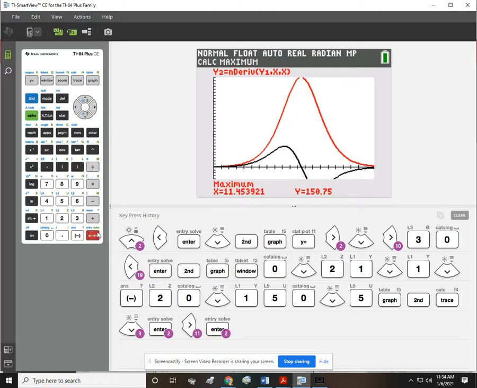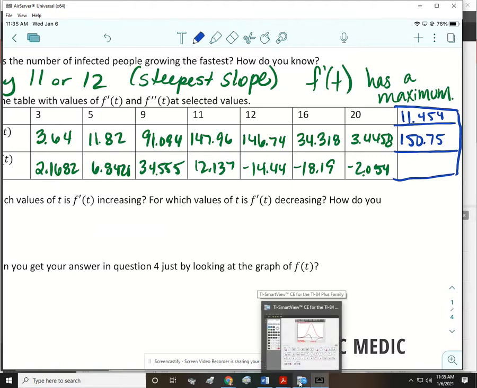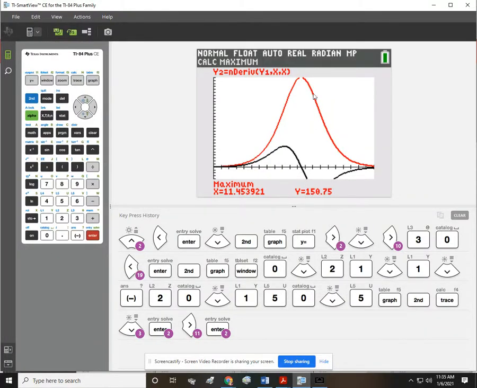Okay. So it looks like when t or x is 11.454, the y is 150.75. Okay. And then I do also kind of want to see, and I'm just going to get it from the graph, what the second derivative is there. So right here is the maximum of the first derivative. If I go straight down, that second derivative value is 0.